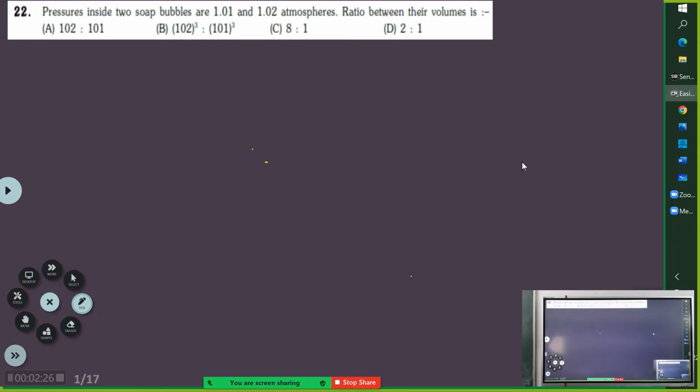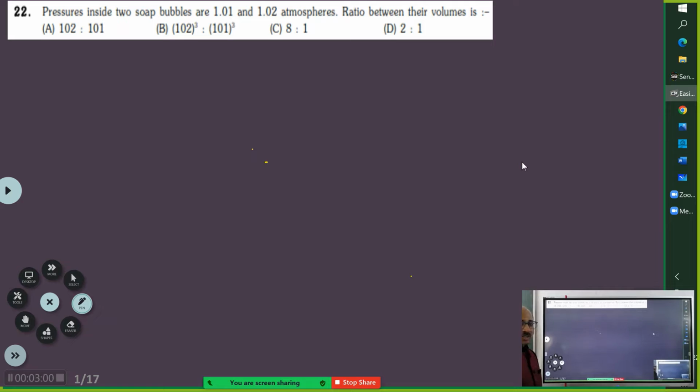Write the basic formula. See, pressures inside and outside. Okay, so here you have to make one small assumption. What is the assumption you will make? Sir, P0 is 1 atmosphere. Yeah, P0 is 1 atmosphere. That's a very decent assumption, and it's obvious. So if you take P0 as 1 atmosphere, then the excess pressure in the first one will be 0.01 and the second one will be 0.02. Right? And the surface tension is the same because the material is the same.